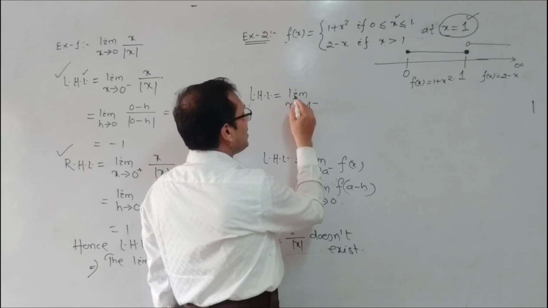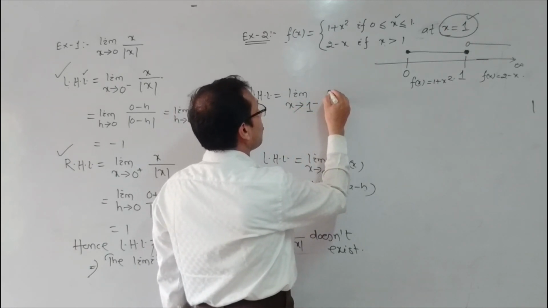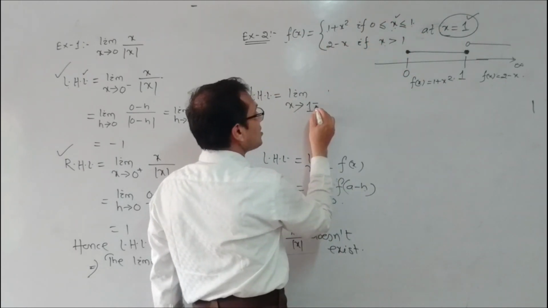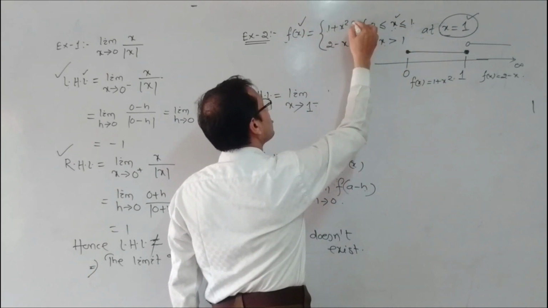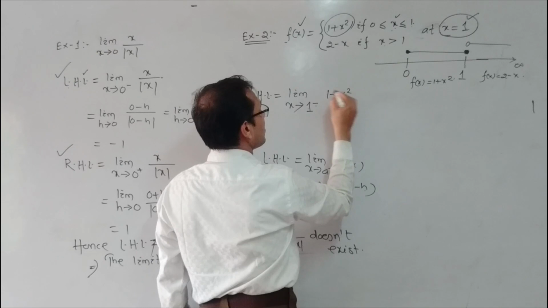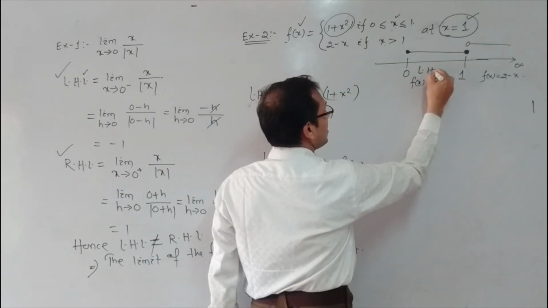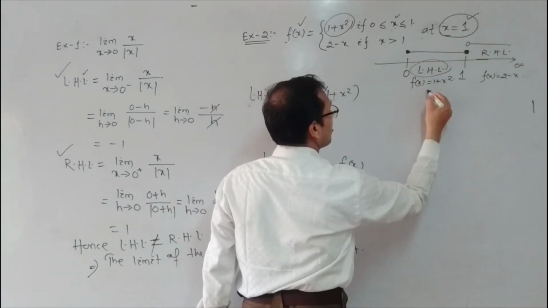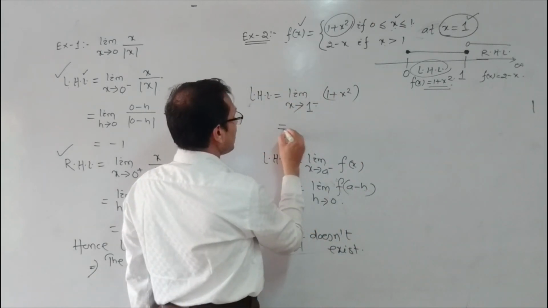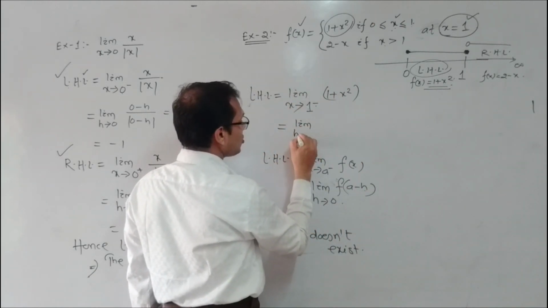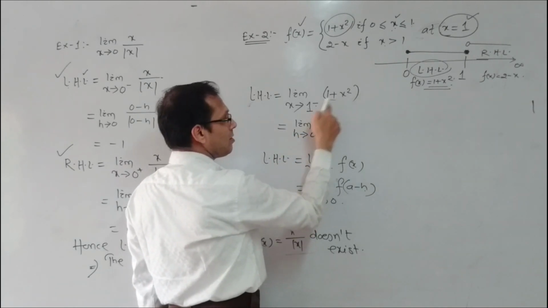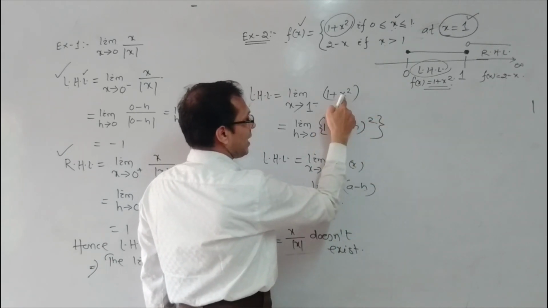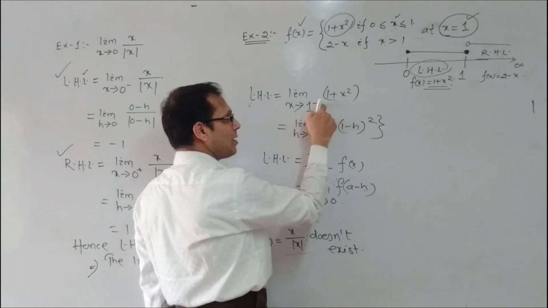So here limit x tends to 1 minus f of x. What do you mean by f of x? 1 minus means less than 1. So the value of f(x) should be which one? 1 plus x square, because this one is for the left hand limit and the other one is for the right hand limit. In case of the left hand limit, the value of f(x) is equal to 1 plus x square. So limit h tends to 0, x should be replaced by 1 minus h, since it is the left hand limit: 1 plus (1 minus h) whole square.